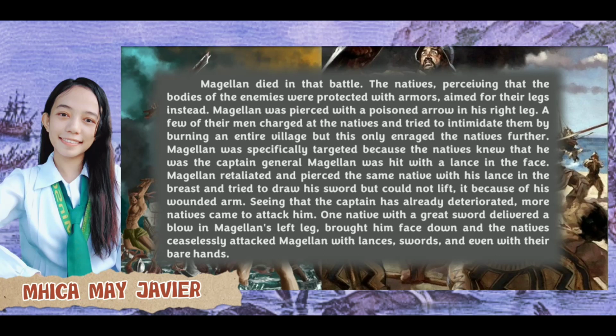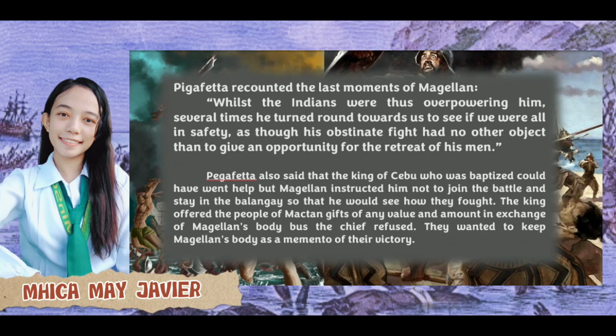Seeing that the captain had already deteriorated, more natives came to attack him. One native with a great sword delivered a blow to Magellan's left leg and brought him face down, and the natives ceaselessly attacked Magellan with lances, swords, and even with their bare hands. Pigafetta recounted the last moments of Magellan: whilst the Indians were thus overpowering him, several times he turned round towards us to see if we were all in safety, as though his obstinate fight had no other object than to give an opportunity for the retreat of his men.